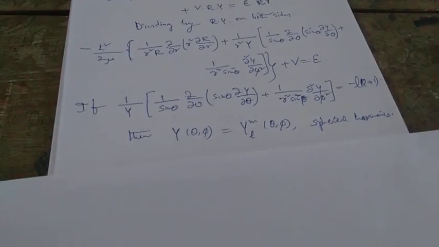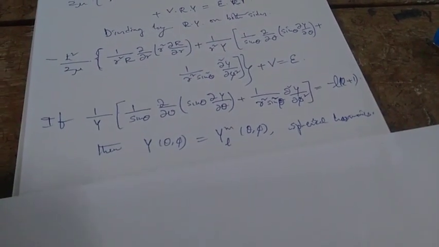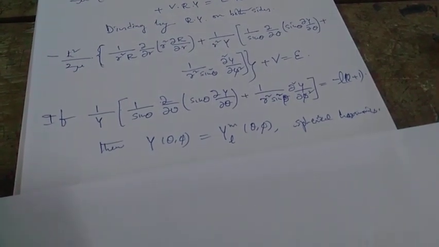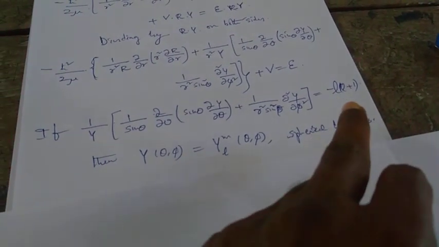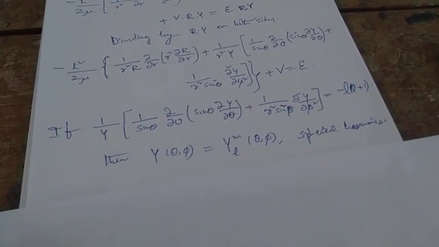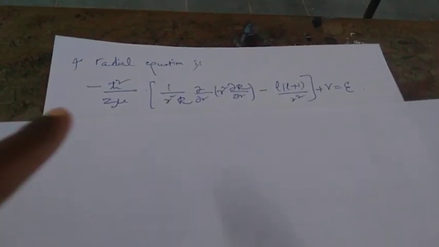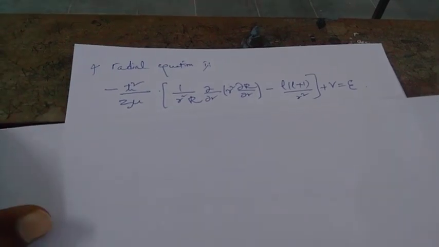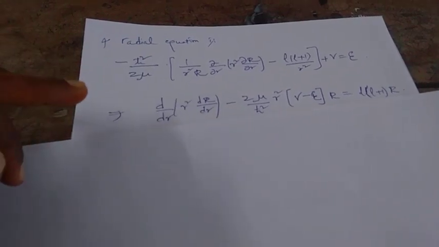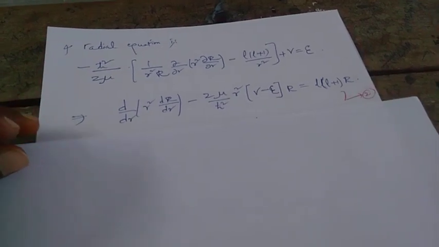And if you call the stuff in the bracket, which is 1 over Y sin theta into ∂/∂theta of sin theta ∂Y/∂theta plus 1 over sin square theta into ∂ square Y by ∂phi square, as minus L into L plus 1, then we see that this Y(theta, phi) will be spherical harmonics, which is just Y_lm(theta, phi). And the radial part of the wave equation will become this. If you rearrange this to write d/dr in place of ∂/∂r, because now R has dependency only on r, we get an equation of this form, which we can call equation number 2.